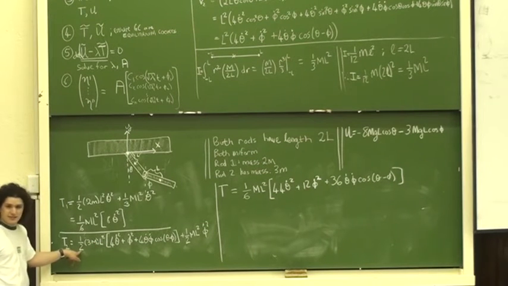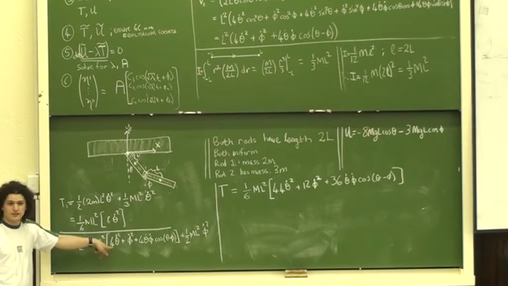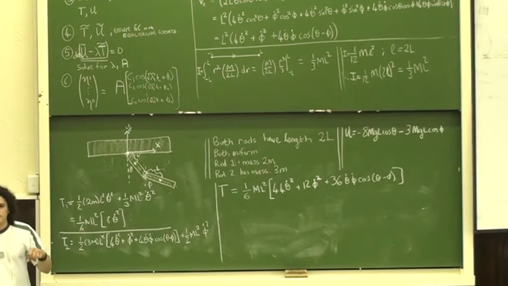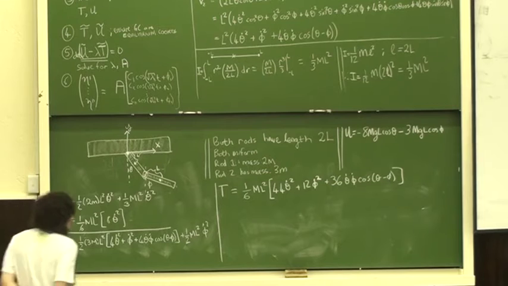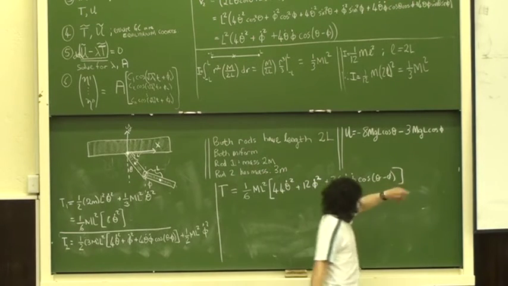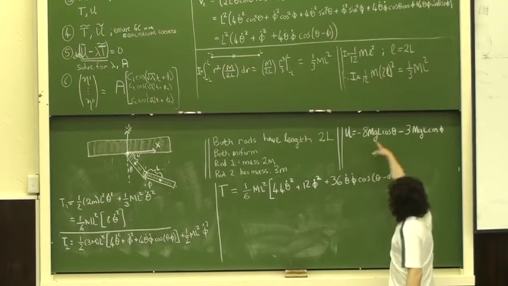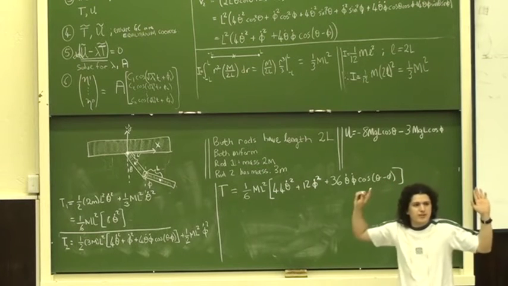Remember, I need to get this over 6, so I multiply everything by 3. 3 times 3 is 9, times 4 is 36, plus 8 is 44. Alright, so we have our kinetic energy now finally computed, and our potential energy finally computed. Step 3 is over.